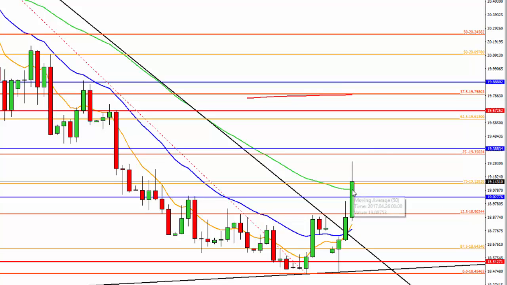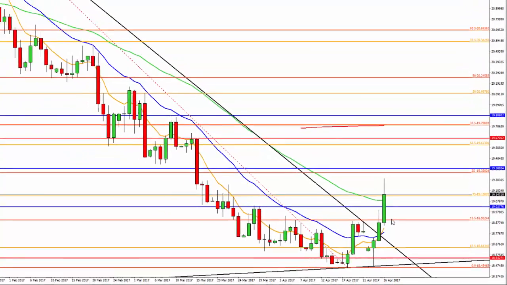On a pullback, minor support is going to come in around the 1908.75, followed by the 1902.77, and then if we really pull back, 1890.24 is the next key level. That's all we have for you.